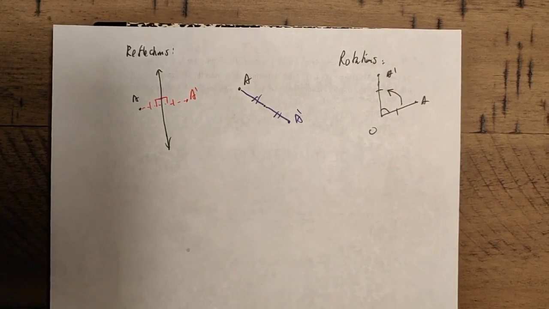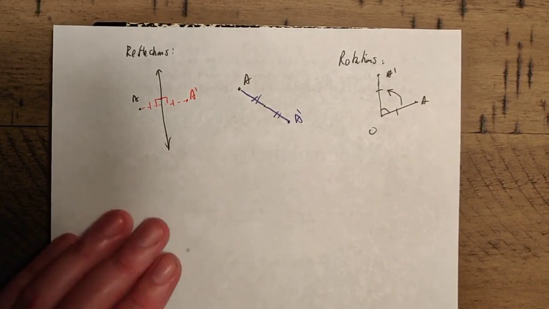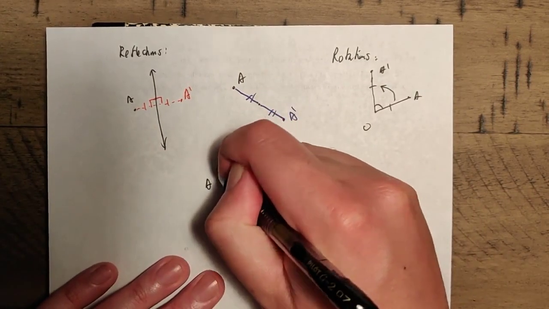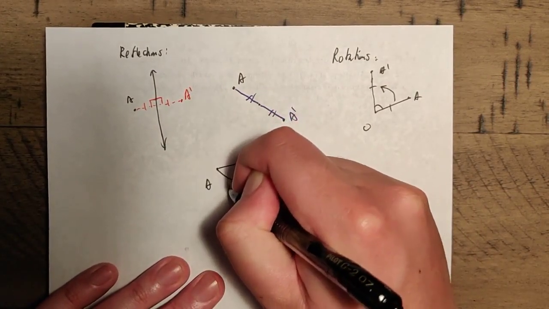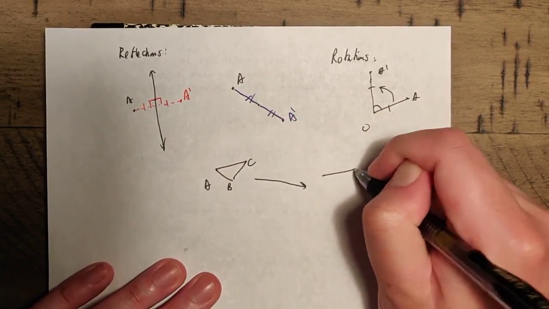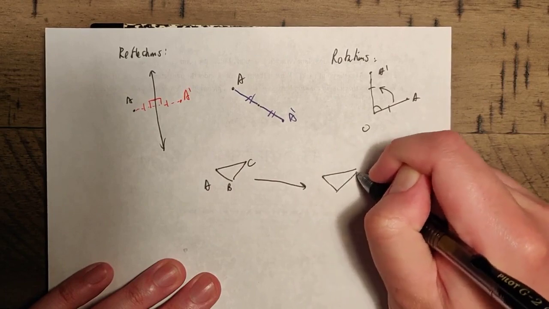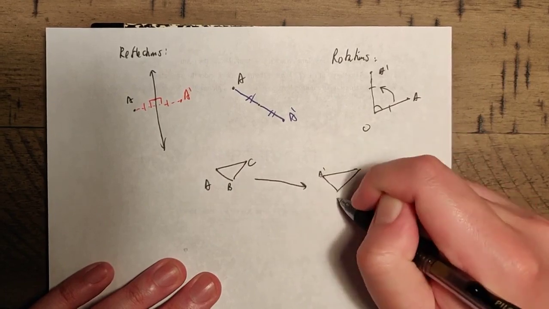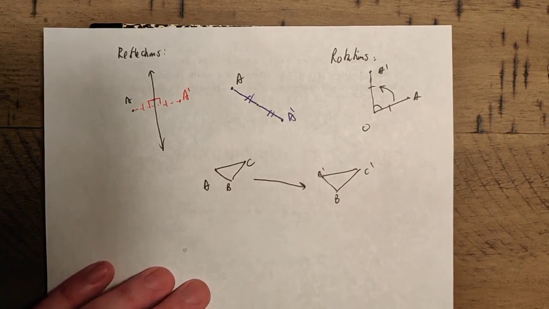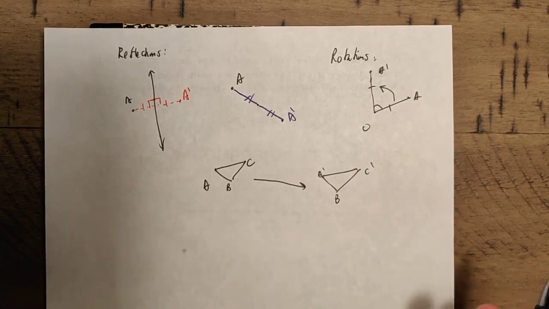But of course, you can have the very simple transformation, this idea of sliding. For instance, if you have a triangle ABC here, we can slide the triangle some distance and end up over here. So we get A prime, B prime, C prime. This idea is known as a translation. I think you've seen this before. We're just sliding from one point to another.